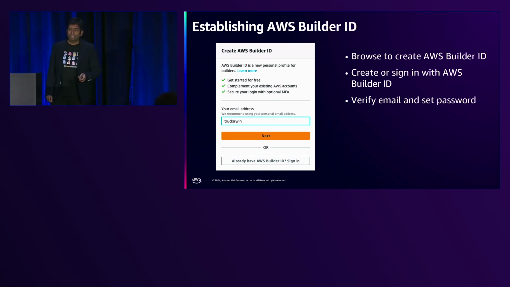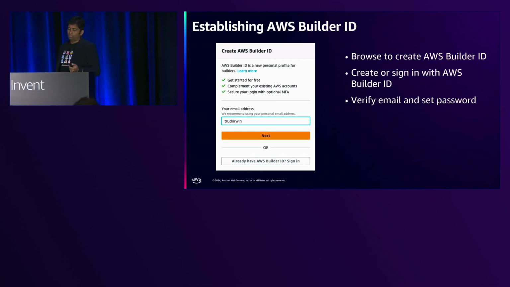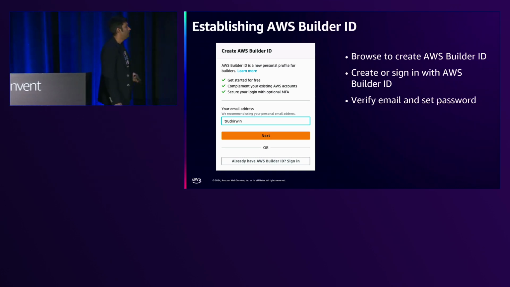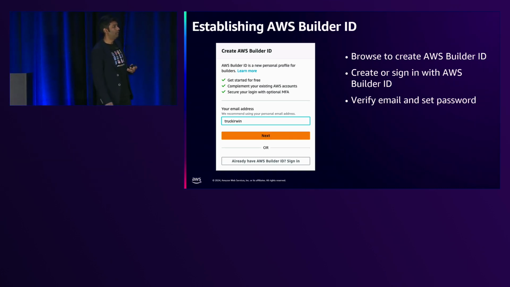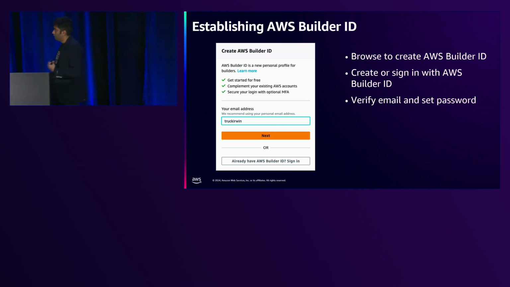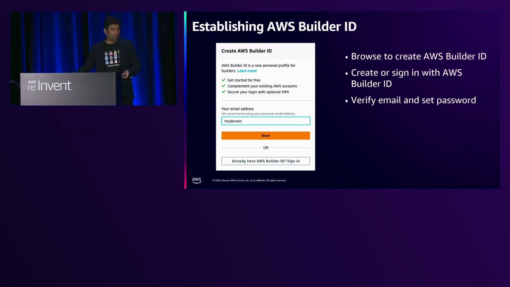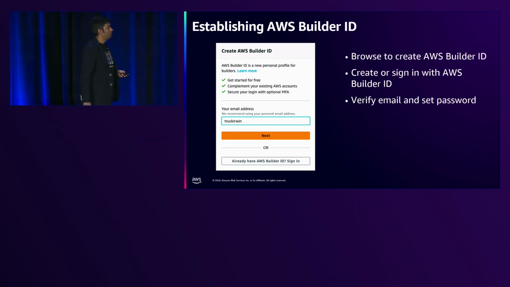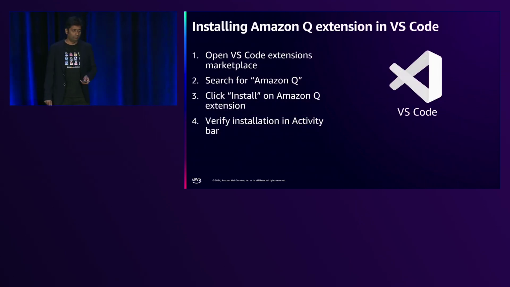You need to create a Builder ID if you don't have one. If you want to use Amazon Q, just go to Builder ID, create a new Builder ID with an email ID, and then it'll give you a verification code. Verify that email, and then make sure you log in. Once you log in, you will be able to log in on the IDE so that you can interact with VS Code, right?